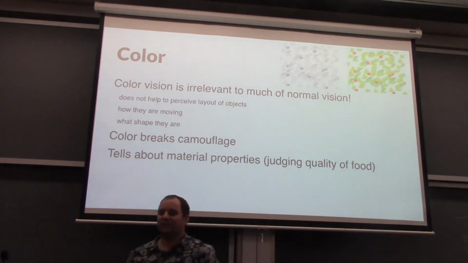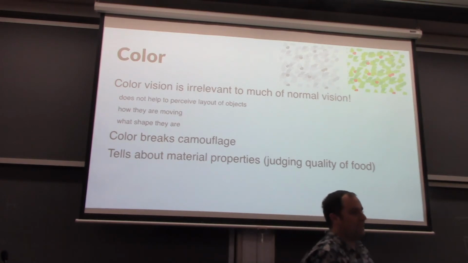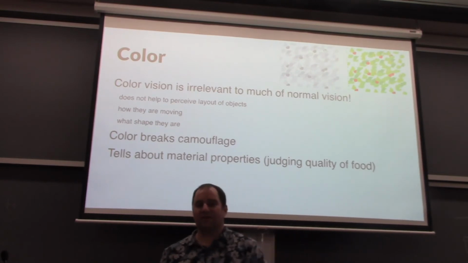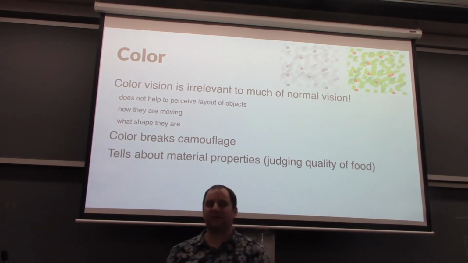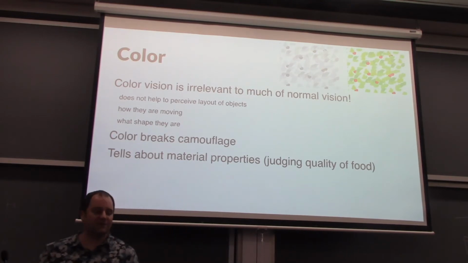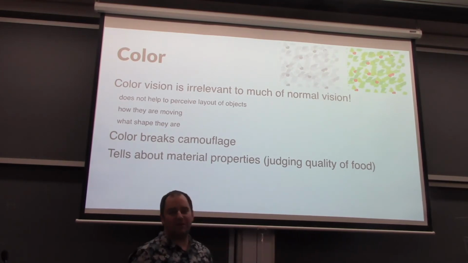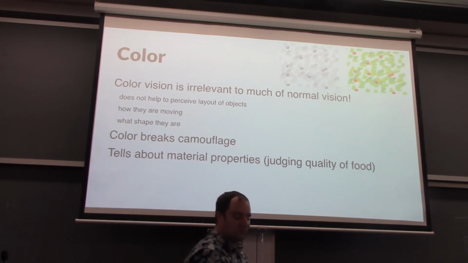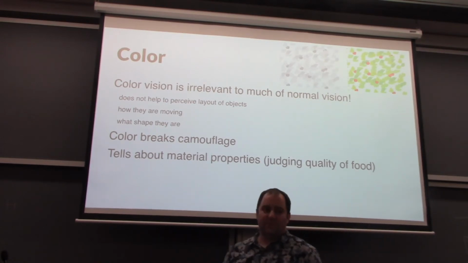And it turns out that color is irrelevant to much of normal vision. So you can be colorblind and not be significantly handicapped in our world. It does not help you perceive the layout of objects. It doesn't tell us anything about how things are moving, nothing about the shape, and those are the evolutionarily important pieces. What color does, though, is it breaks camouflage, and so the theory is that color vision was developed, for example, to identify predators in an environment so that they stand out, and also to judge material properties like the quality of the food, so that we can easily perceive whether an apple is rotten, for example.